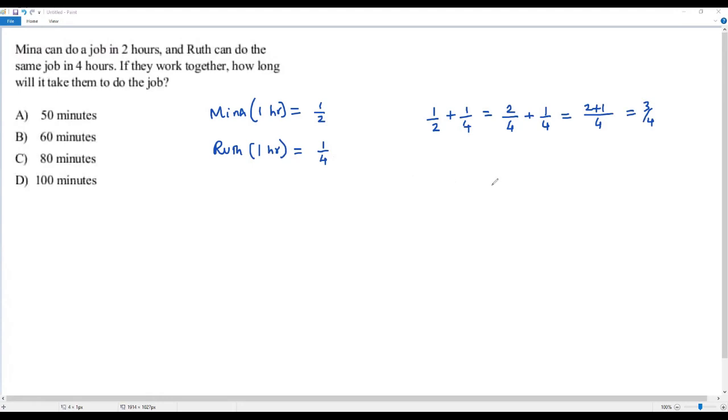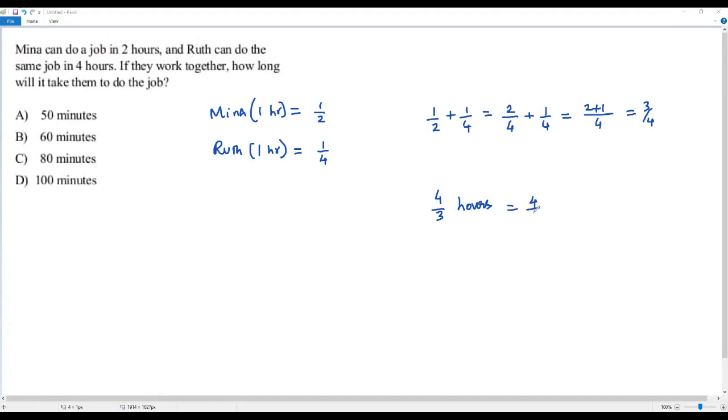If I want to find the time taken to do the job if they work together, I have to take the reciprocal of this one. When I take the reciprocal of 3 over 4, I am getting 4 over 3. That is 4 over 3 hours. So if they work together, it will take 4 over 3 hours to do the job. But when I go over the answer choices, in each answer choice I have the time in minutes. So I have to convert this hours to minutes.